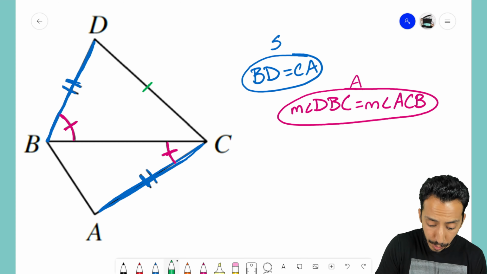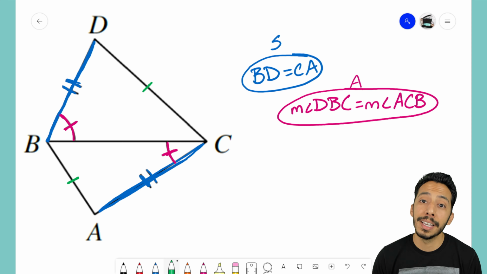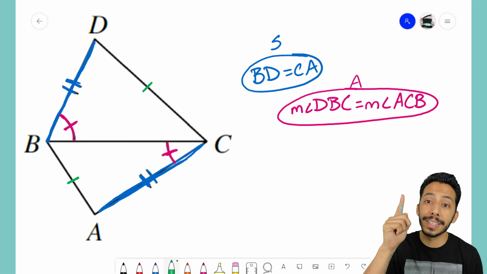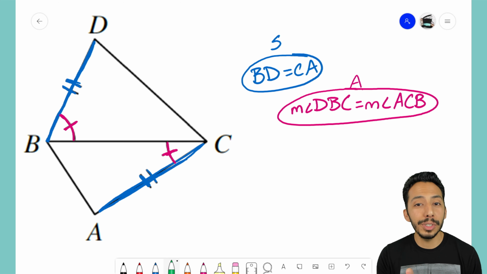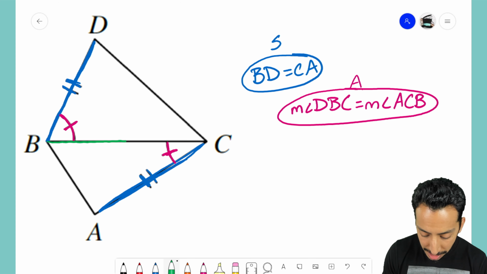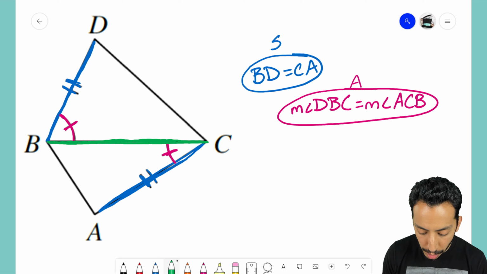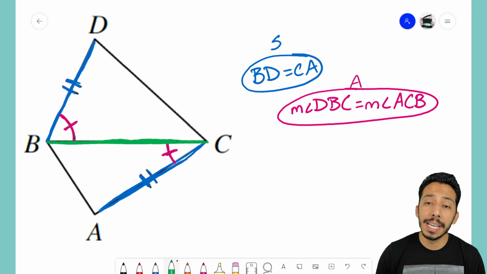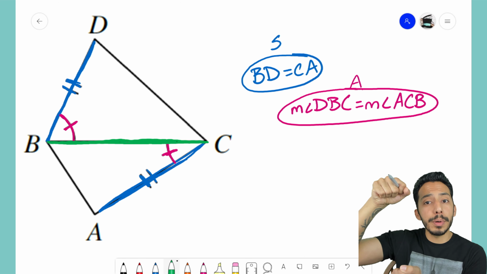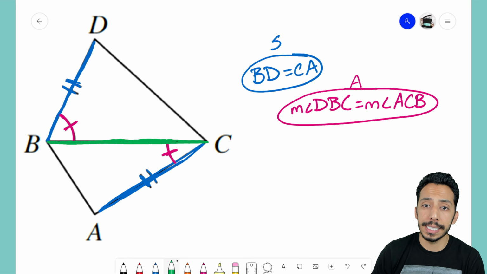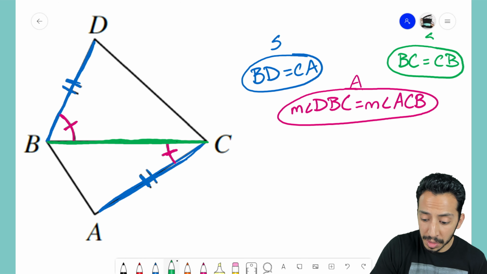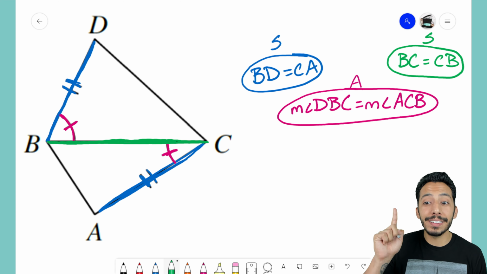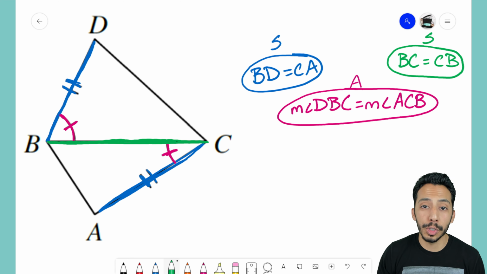It would have been nice if these sides had those markings. If they had those markings, we would have been good. We could have written that in our flowchart. But we don't have that, so we can't say that. What these two triangles do have in common, though, is the side here at BC. Notice that both triangles use that side BC. Imagine that I took those two triangles and pulled them apart. They would both have that side BC. So we can write in our flowchart that BC equals CB, or BC, doesn't really matter. But what that's showing us is that we have side, angle, side congruency here.